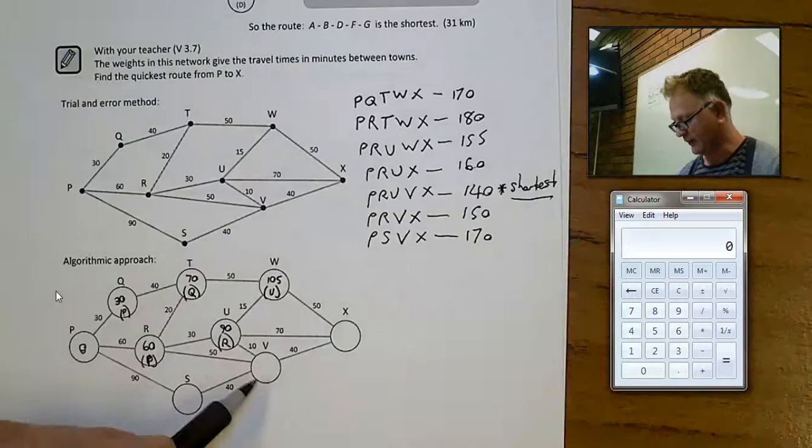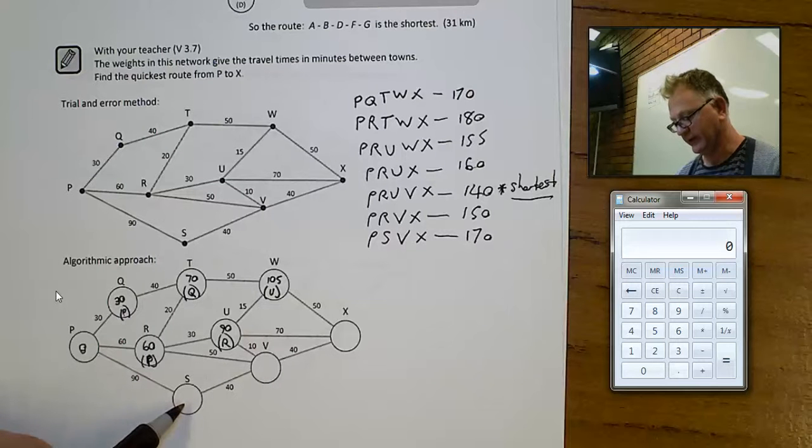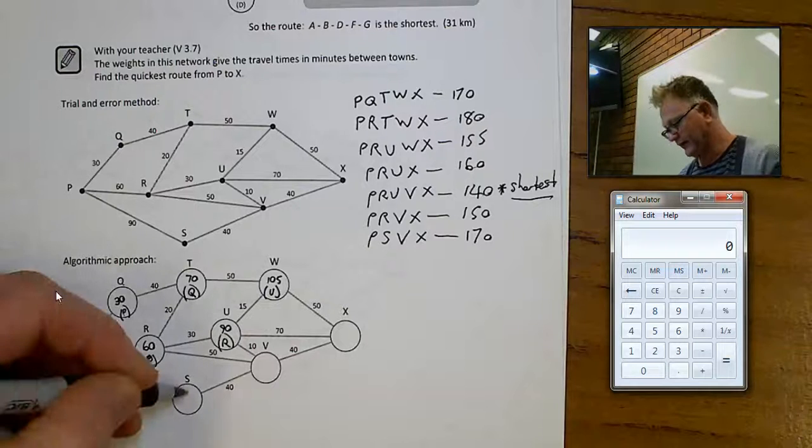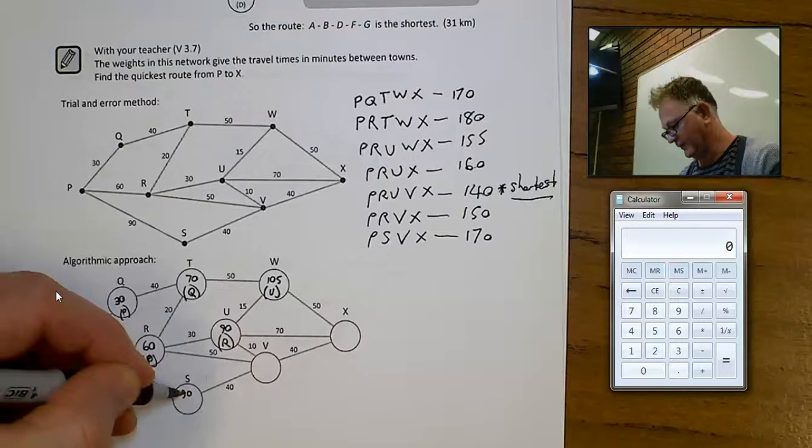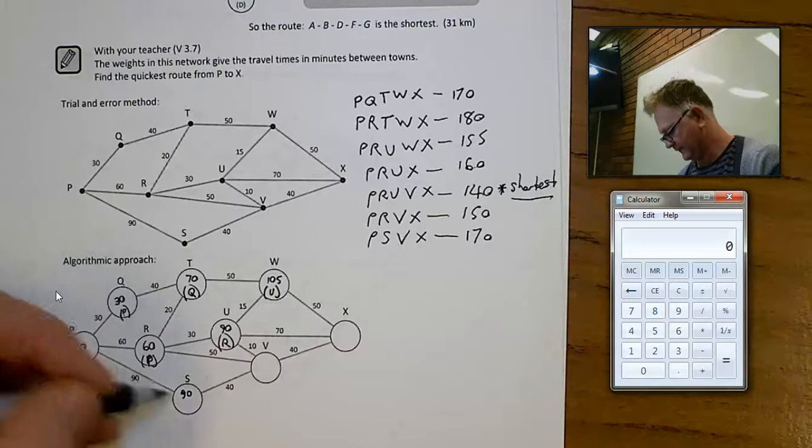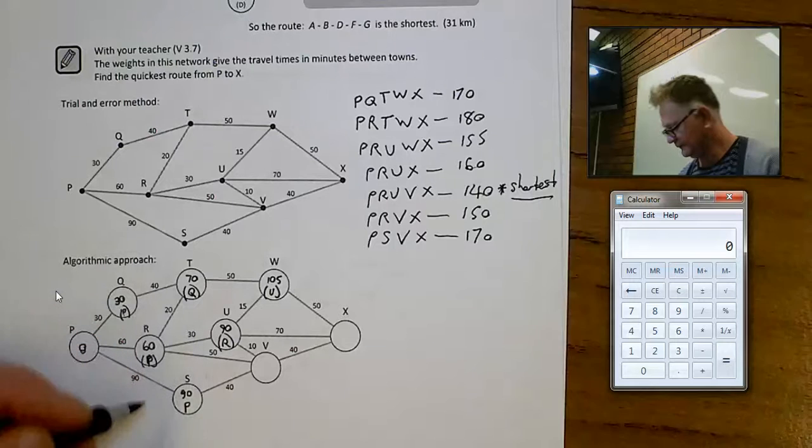Okay, what about V? We can't fill that in because we don't know this yet. Let's do this one. The quickest way to get to S, there's only one way, and it's directly from P. It took us 90 minutes to get there from P.